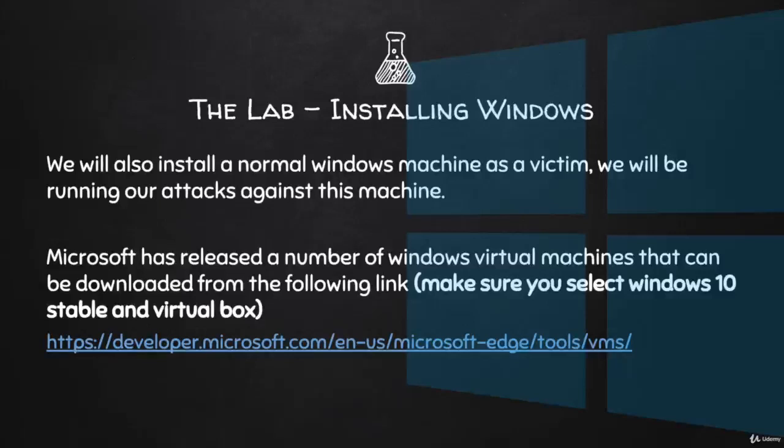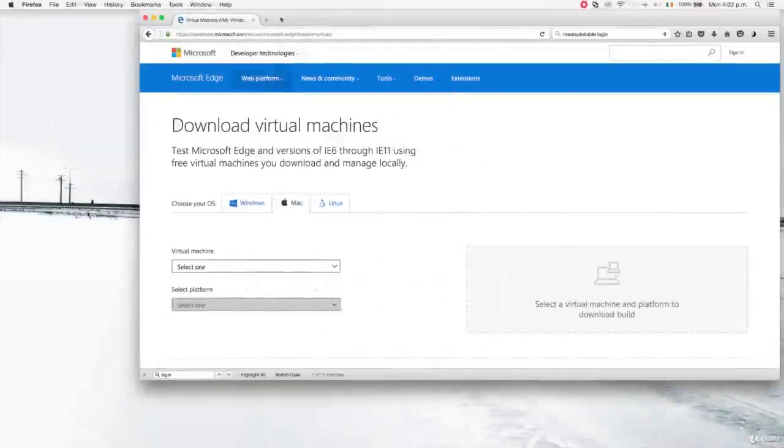Microsoft has actually released free virtual machines of Windows that you can download and use. These are free and you're allowed to download them, and we're downloading them from Microsoft's website. So you need to go into this link to download it. As you can see here, this is the same link.